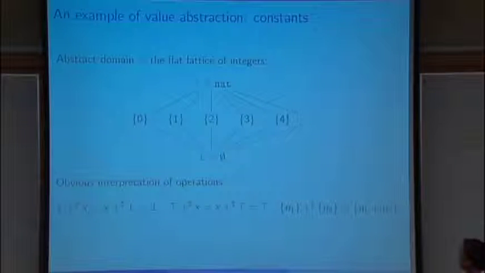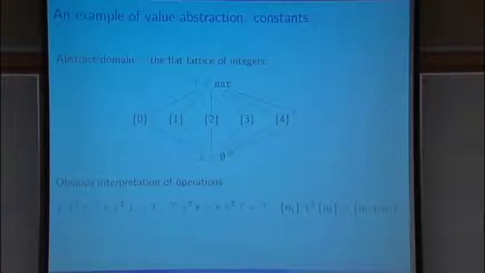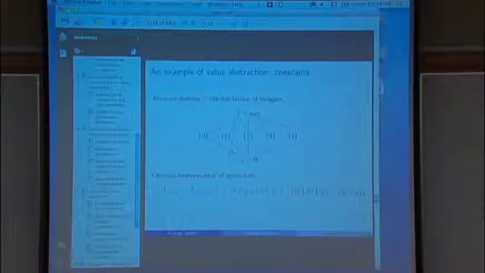And this is a very simple abstract domain. It's for constants. So it is a flat lattice of integers. There's a bottom, which is the empty set. There's a top, which is all integers. And then there are singleton sets. Okay, and it is ordered this way. And there's an obvious interpretation for operations. For instance, for plus, bottom plus something is always bottom. Top plus something is always top. And the sum of two singletons is a singleton of their sum. Okay? And so let's have a look at what it means in Coq.